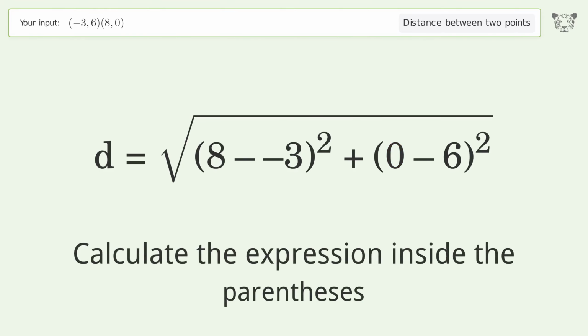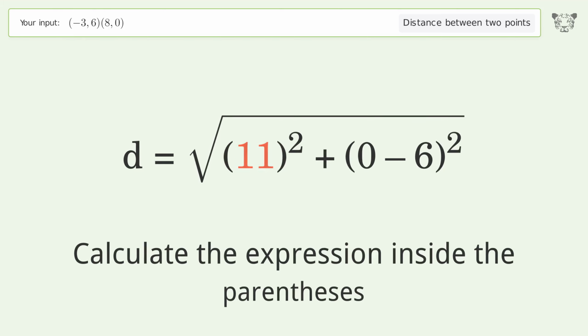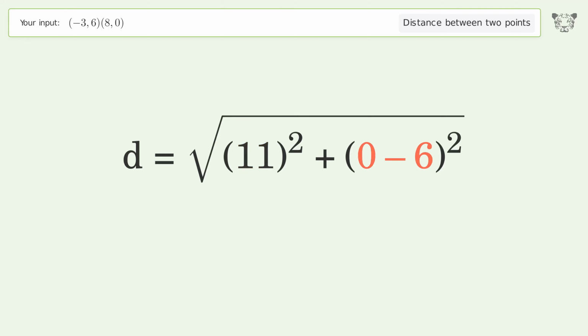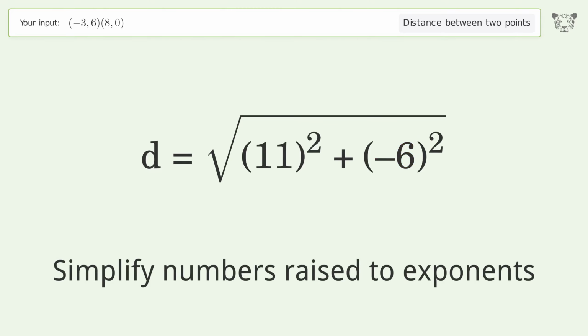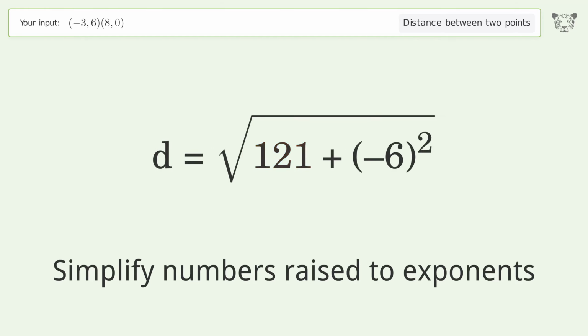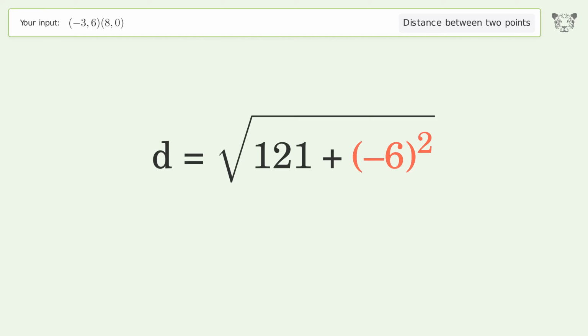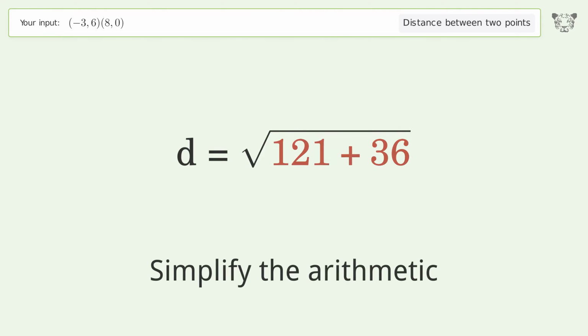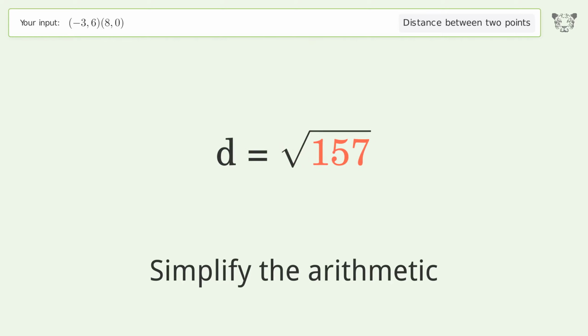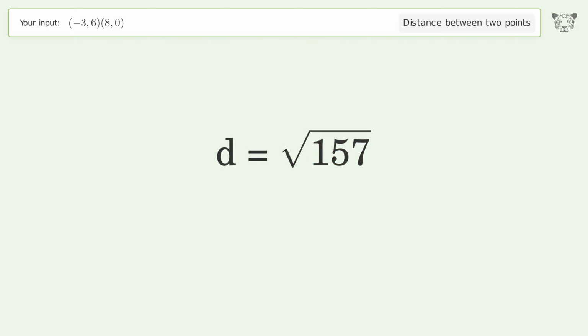Calculate the expression inside the parentheses. Simplify numbers raised to exponents. Simplify the arithmetic. And so the distance between the 2 points is the square root of 157, or 12.53.